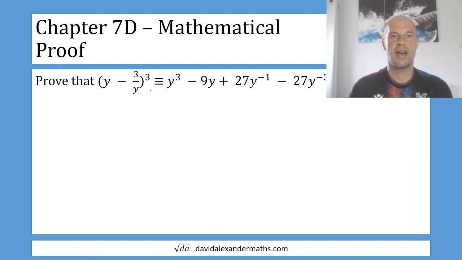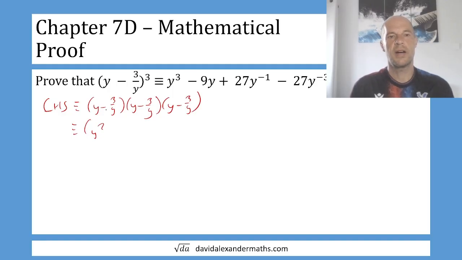Okay, similarly with this example here, what I'm going to do is I'm going to say that the left hand side is the same as y minus 3 over y multiplied by y minus 3 over y multiplied by another y minus 3 over y. So I'm just going to take two of the brackets first of all, so that's going to be y squared minus 3 over y times y. That y will be on top, so that'll be 3y over y, in other words 3. So that's minus 3. I've got another minus 3 on the outside, so minus 6 plus 3y multiplied by 3y, so 9 over y squared. And that will be multiplied by another y take 3 over y.